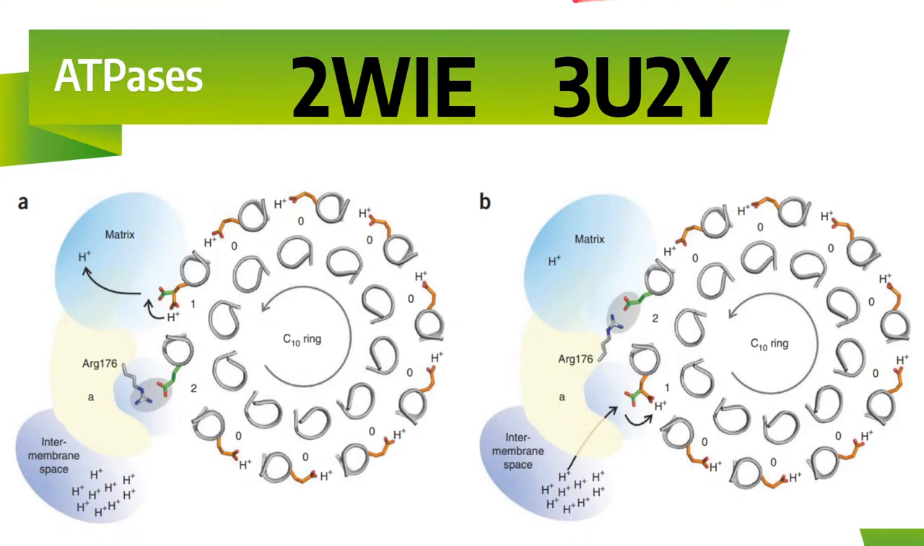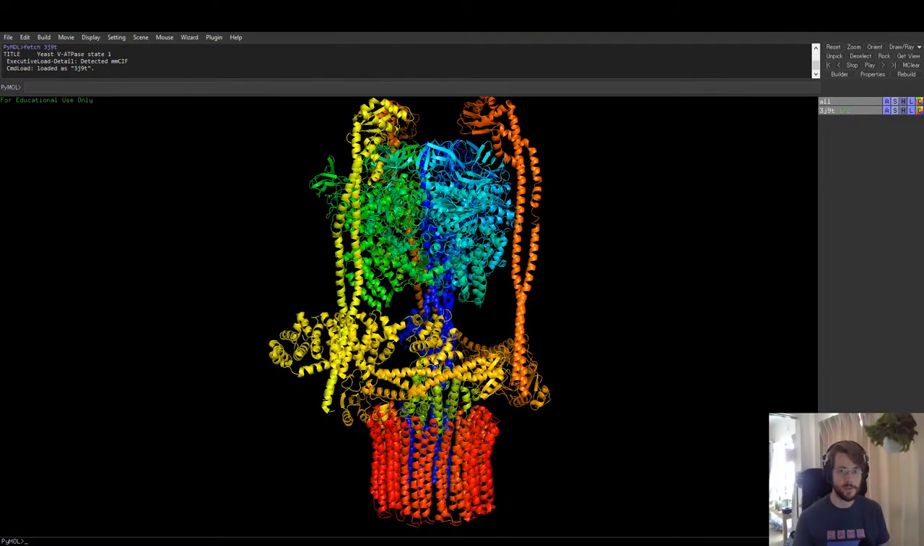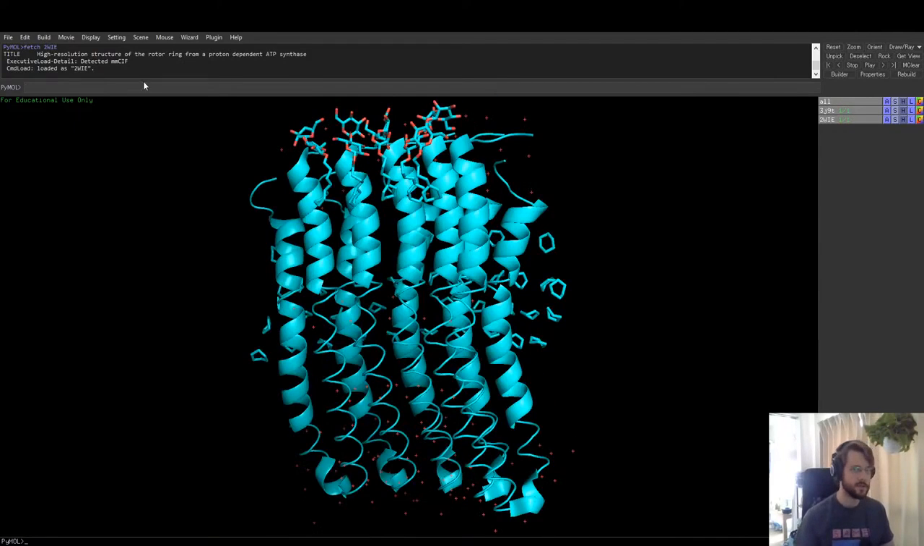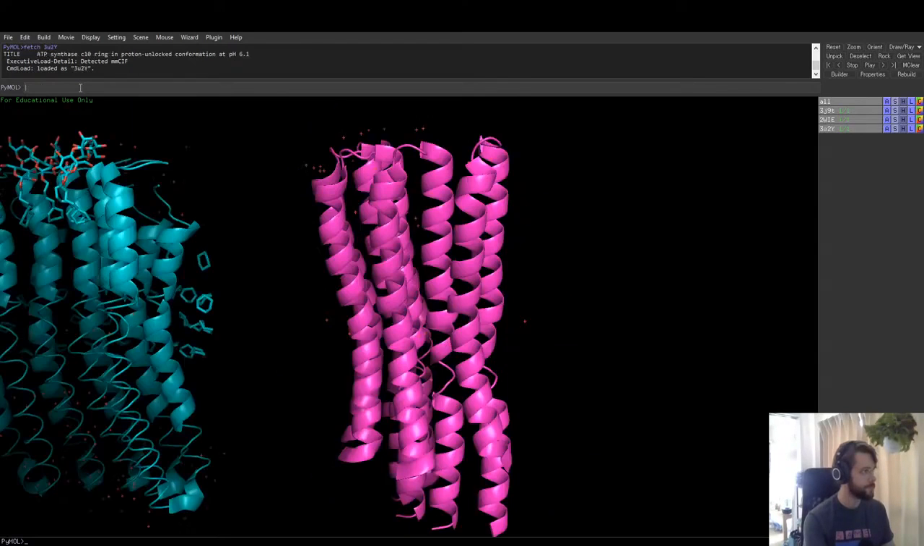Okay. So if you're using PyMol, just go to PyMol, use the command line, right? And then again type in fetch, and then 2WIE. Okay. And then also type again fetch and 3U2Y. Okay.